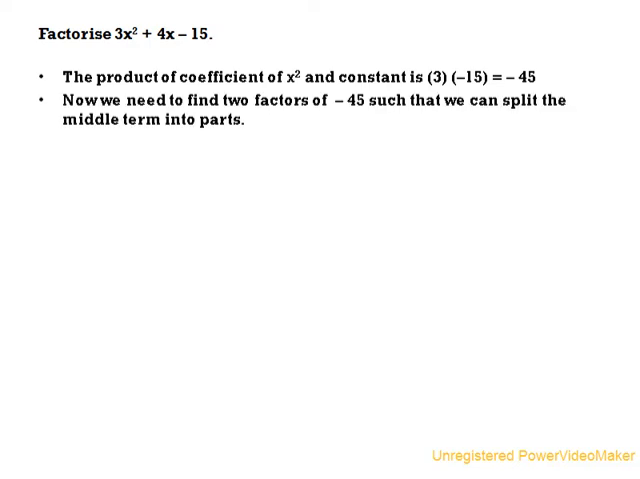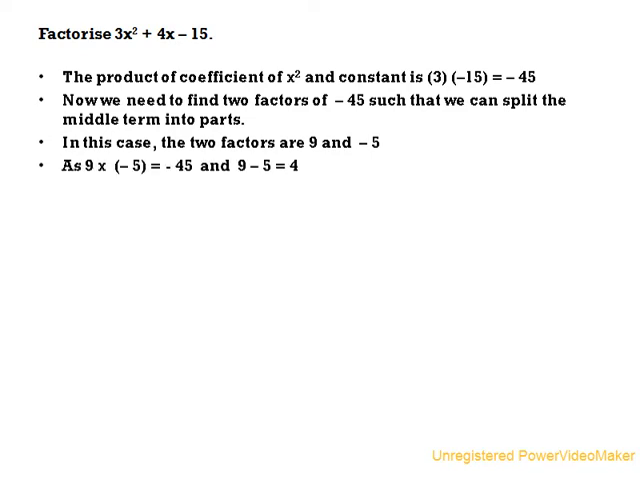Now as for the next step, we need to find two factors of minus 45 such that we can split the middle term into two parts. So for that, the two factors involved in this case are 9 and minus 5. Why 9 and minus 5? As 9 and minus 5 will give us product of minus 45, and as well as 9 minus 5 will give us the middle term 4. So we need to figure this out. Although these are the things which are not required in the solution, this should always be in the back of your mind before doing the solution.